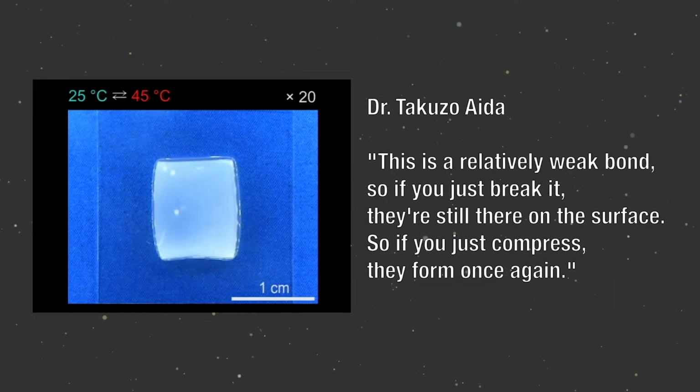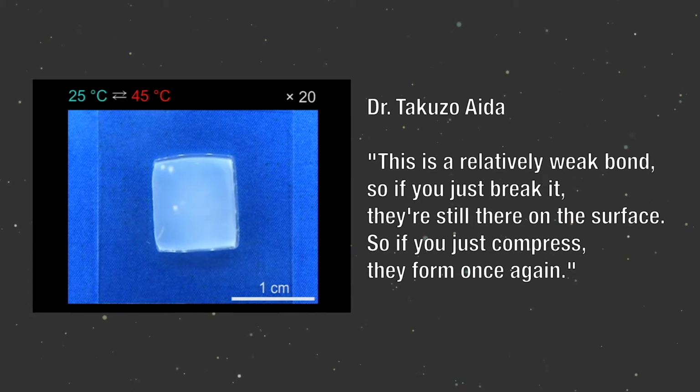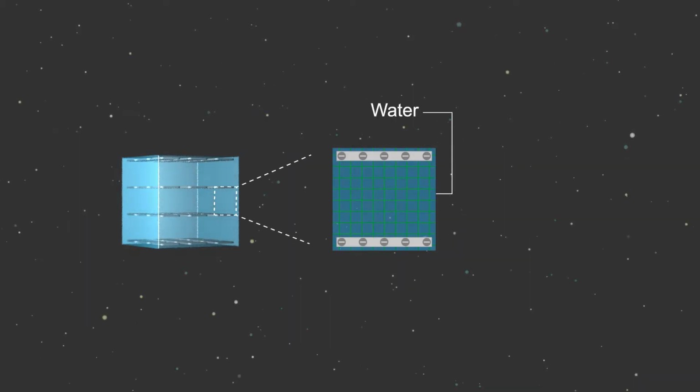This is a relatively weak bond, so if you just break them, they're still there on the surface. So if you just compress, they form once again. Aida uses a magnetic field to arrange metal nanosheets within a gel, creating electrostatic resistance in just one direction.